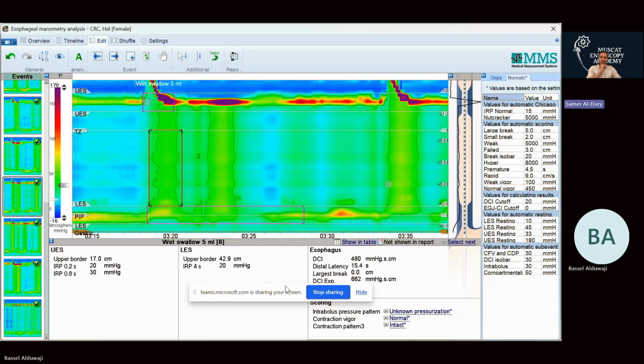Then you can stop sharing so that you get your view on the back of it. No. Okay. So I hope everything's clear. And it's quick.